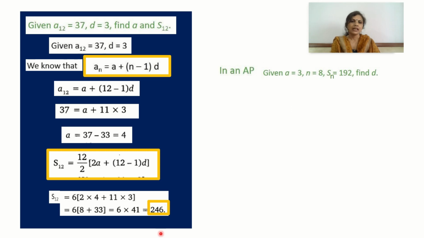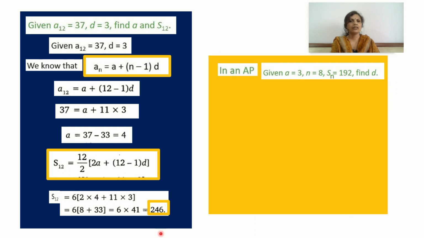Alright. Check the other type of sum. In an AP, you are given a. The number of terms is given to you as 8. Sn is equal to 192. You have to find d. Alright, so let's first write down what is given to us. We are given a as 3. We are given the number of terms as 8. We are given Sn, the sum of n terms of an AP, as 192.